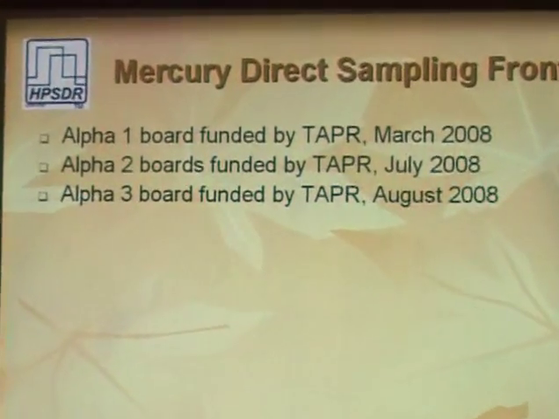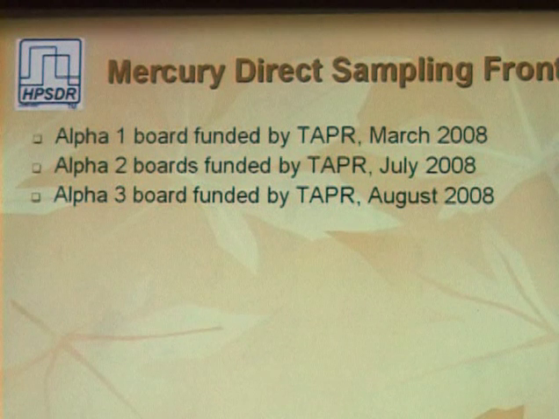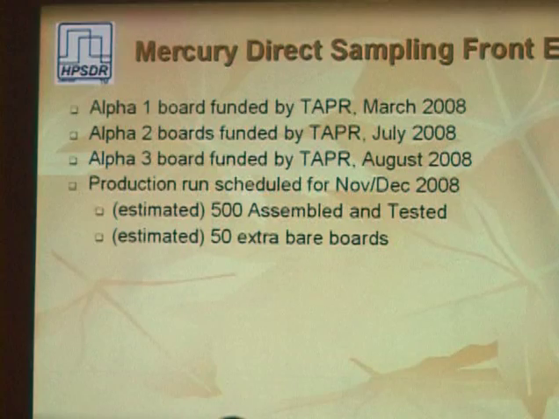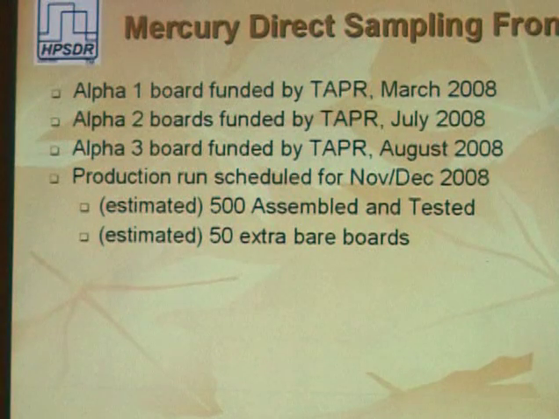Okay. Where are we with Mercury? Alpha 1, March 2008. Alpha 2, July 2008. Alpha 3, August 2008. So you can see we've been busy here. Even though it might look like nothing's happening, things are happening. And if you've been on the web lately, you'll notice that the interest list has opened up for Mercury. We have a price up there, and we have a place where you can sign up to show your interest.